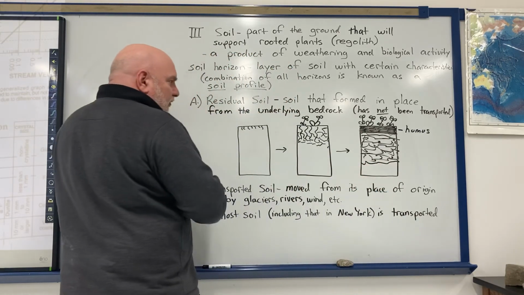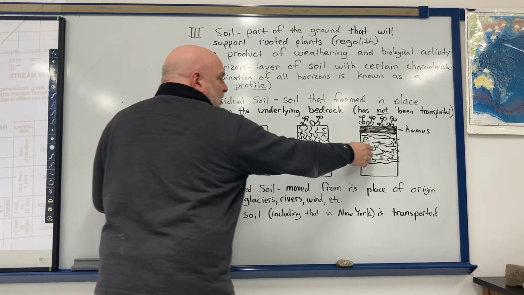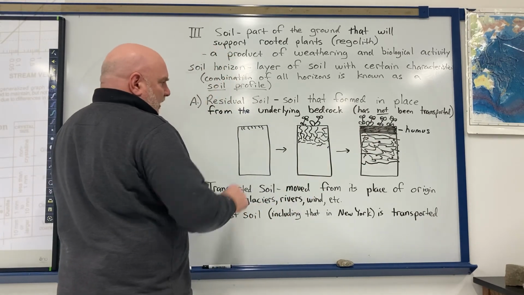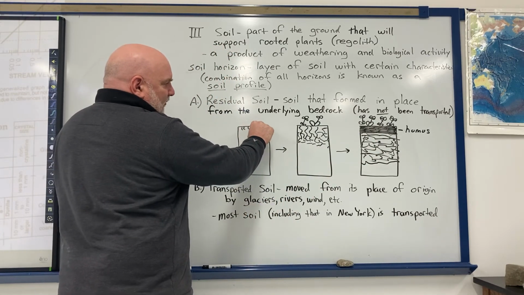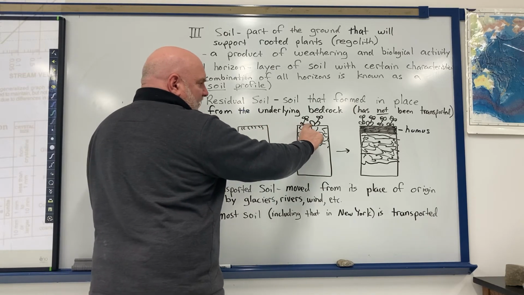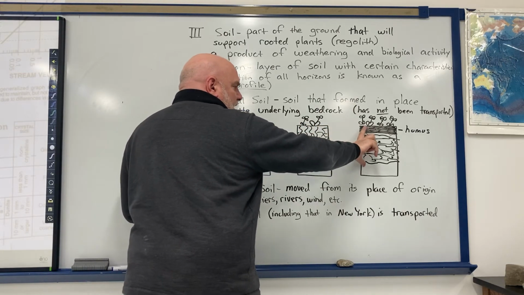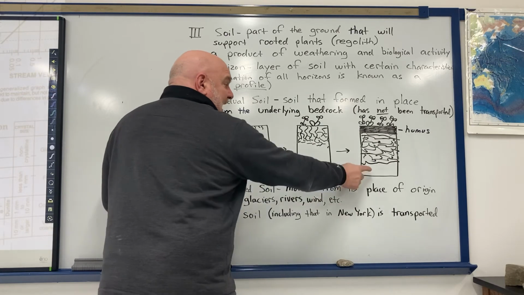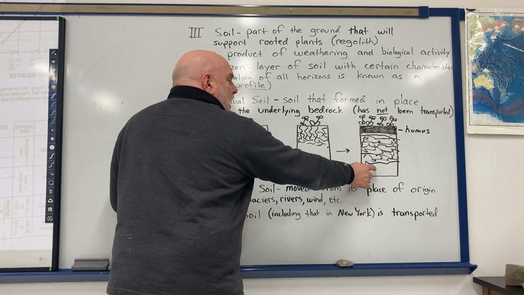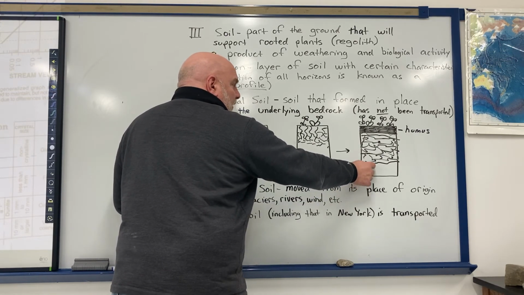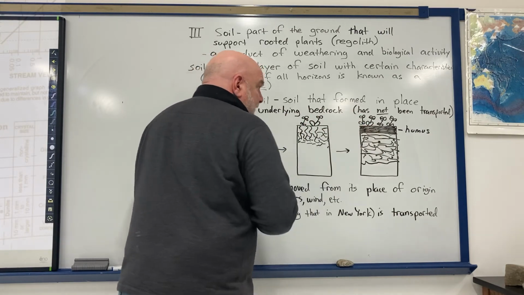So as time goes by, basically the broken up rocks and the humus are the soil. So what's happening as time goes by is the layer of soil is getting thicker and thicker and thicker, and the solid bedrock is getting farther and farther down because the top of it's getting broken up.